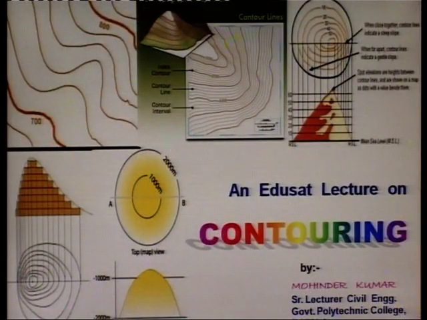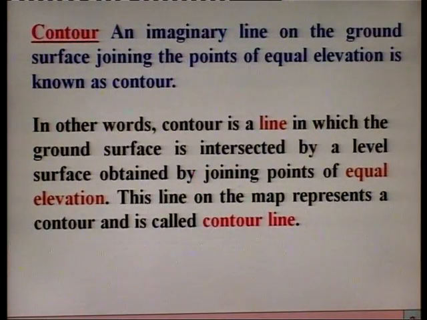An imaginary line on the ground surface joining the points of equal elevation is known as a contour or a contour line. So, you can call it a contour or a contour line. It is an imaginary line on the ground surface which joins all the points that have equal elevations, that is, all these points on this imaginary line have equal reduced levels.